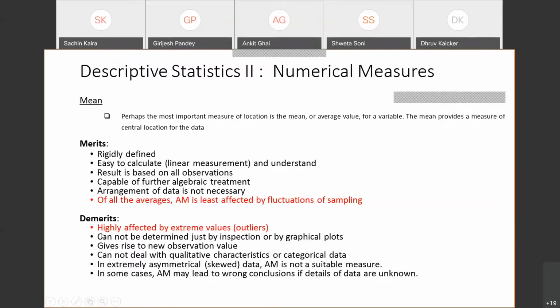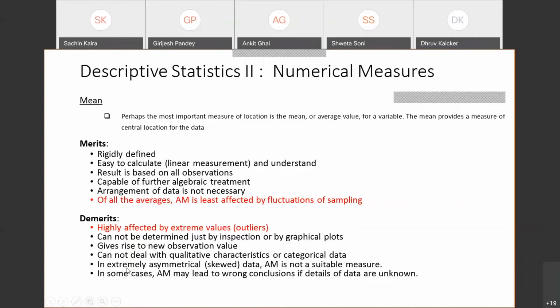Another demerit is it cannot be determined just by inspection or by graphical plots. No, we have to calculate it using algebraic methods. It cannot deal with qualitative characteristics or categorical data. Suppose we saw that cold drink example of 50 people buying cold drink. Can we calculate the mean? No, we cannot. It is for quantitative data only, and it cannot deal with qualitative or categorical data. For qualitative data, we'll have to go with the count or the mode.